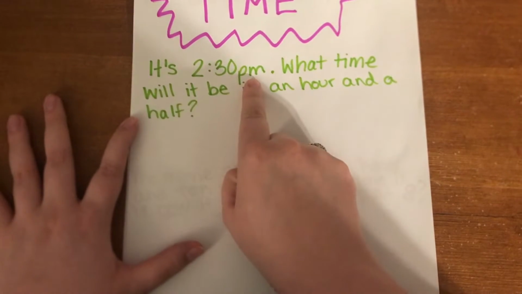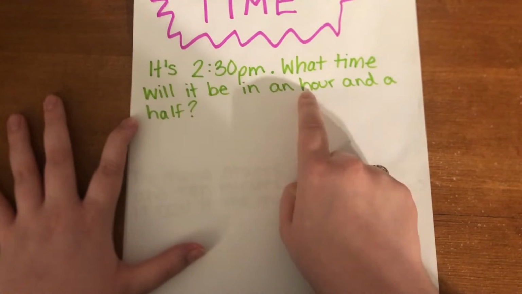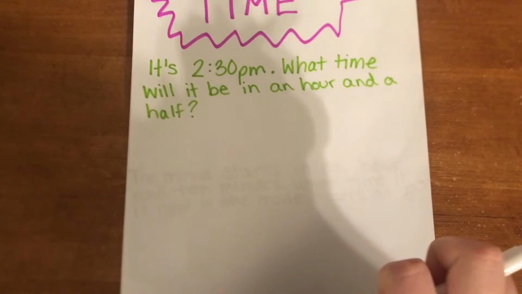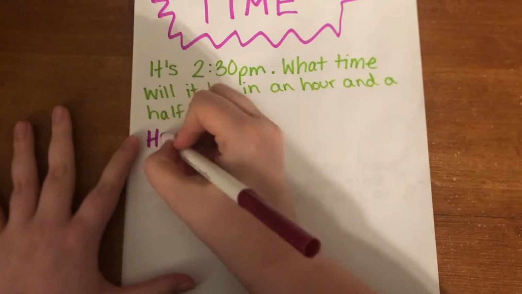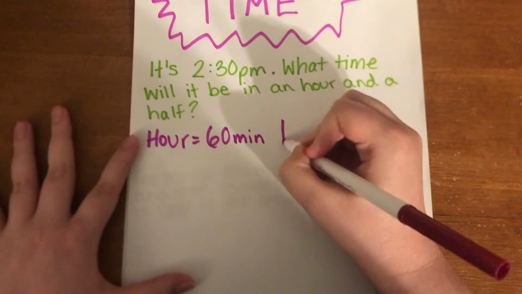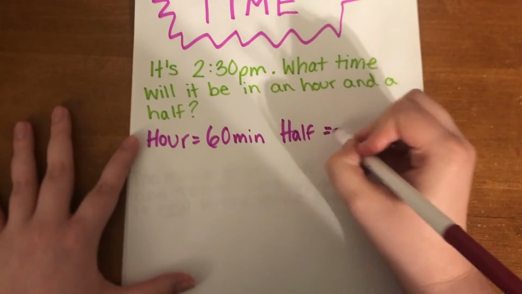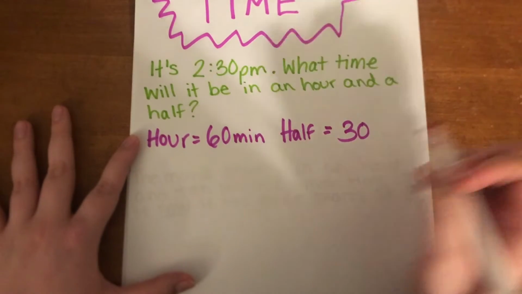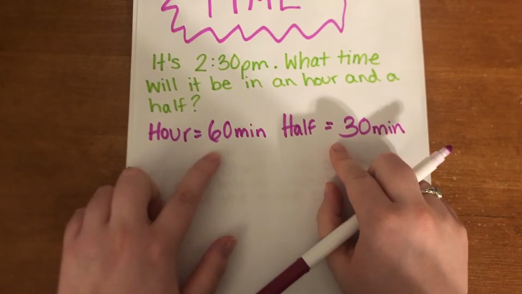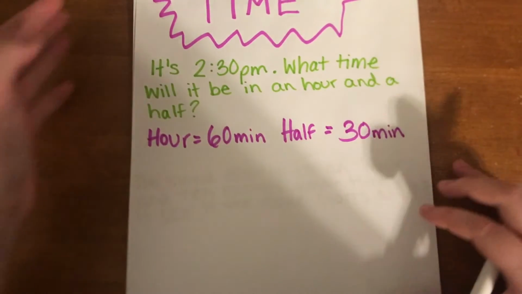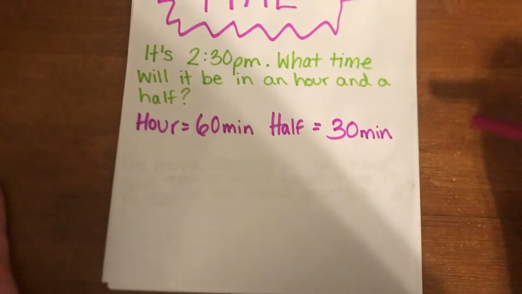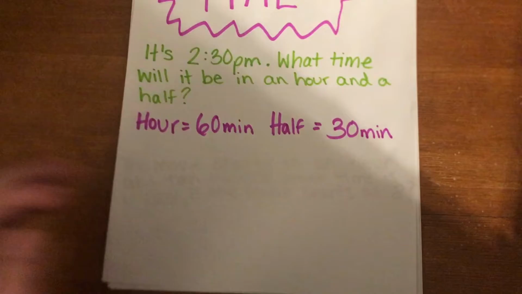It's 2:30 p.m. What time will it be in an hour and a half? So we've talked about how much time is in an hour. An hour is 60 minutes. A half hour is 30 minutes, because half of 60 is 30. Okay, so keeping that information in mind, the best strategy to go back to when you are looking at elapsed time, trying to figure out how much time has passed, is a timeline.